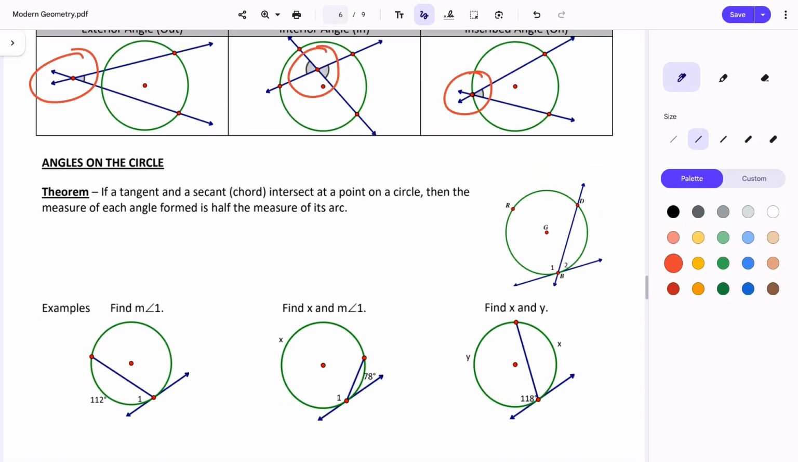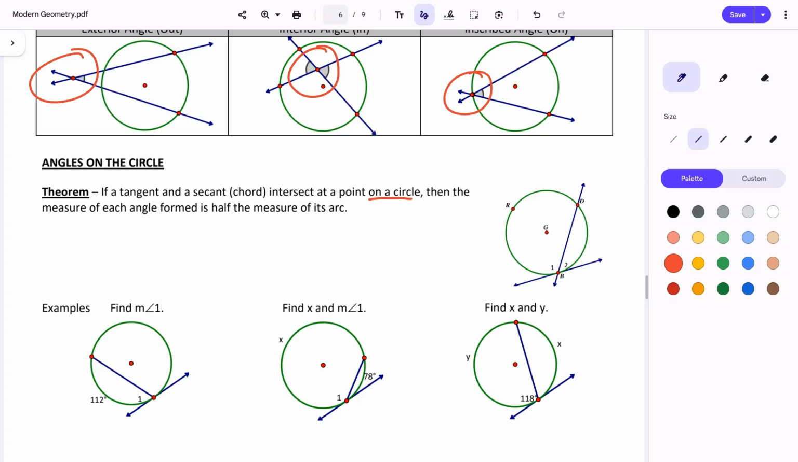So I'm going to start with the case where, when the secant lines are drawn, or maybe you have a tangent line and a secant line, because any of those three situations that I presented you with, they don't have to necessarily both be secants. One could be a tangent and one could be a secant. And so we're going to start with a case like the third one, where when they hit each other, it's on the circle, okay? So we're talking about this theorem that says if a tangent and a secant or a chord, it doesn't even have to be a secant line, intersect at a point on the circle, then the measure of each angle formed is half of the measure of its arc.